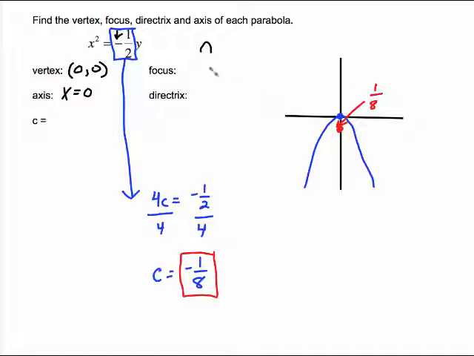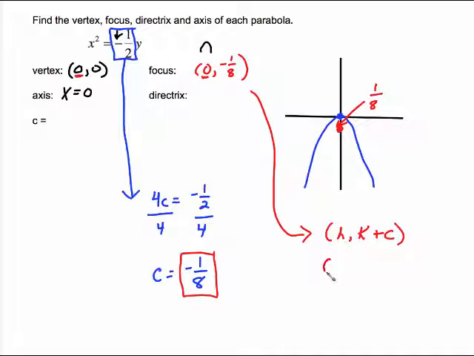From a reasoning standpoint, the focus will be 0, of course, because it's a vertical parabola. The x part of the vertex does not change. I'm going down 1/8, so that will land at -1/8. From the formula standpoint, it is h, k plus c. So h stays the same, k was 0, plus -1/8, and that's what accounts for going down the 1/8. So you can think about it with the formula if you want, or you can think about it reasoning like I do.